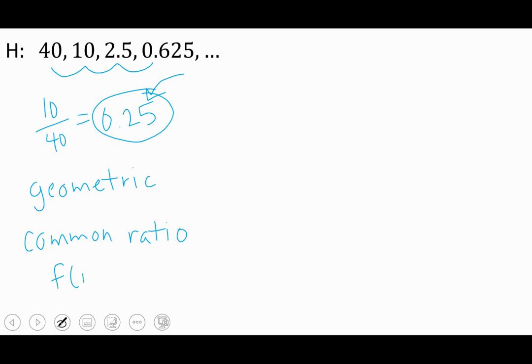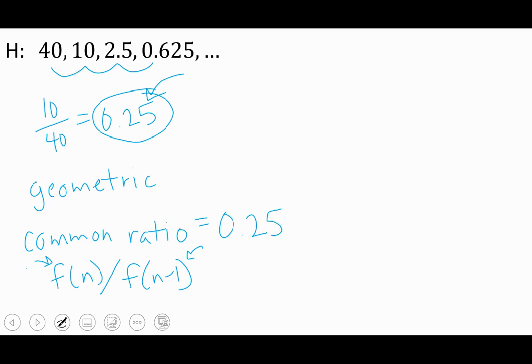So we used this formula, which means to find the common ratio, take any term in the sequence and divide it by the term before. And so when we do that in this sequence, we get 0.25. So that means that to advance in this sequence, you multiply a term by 0.25 to get to the next term.